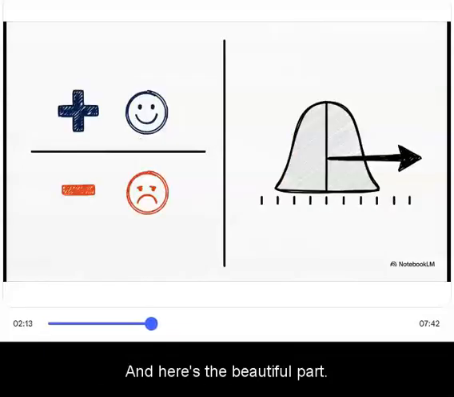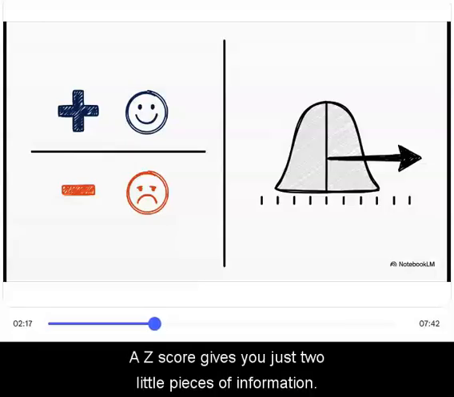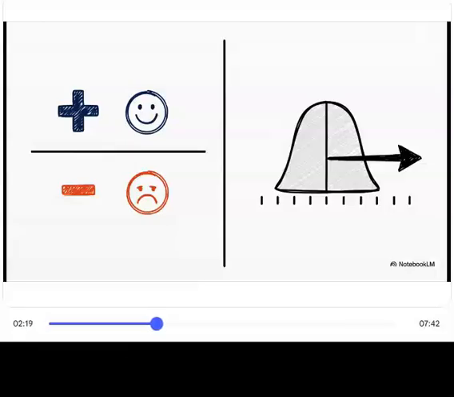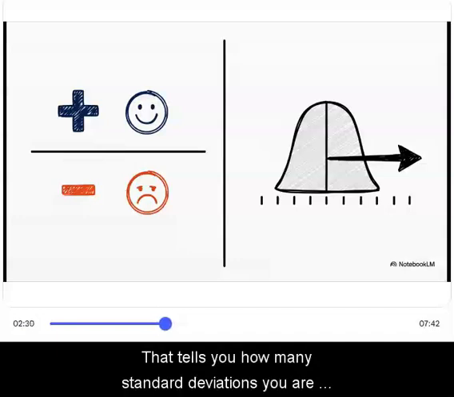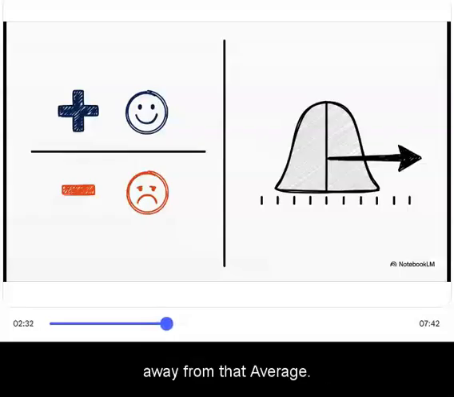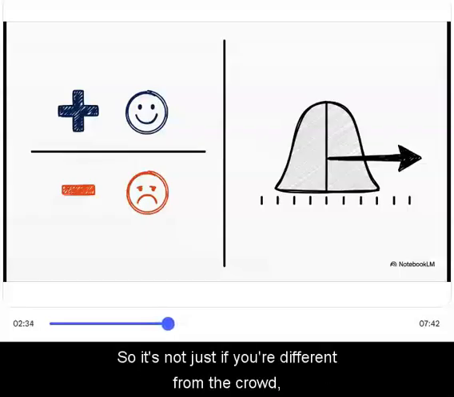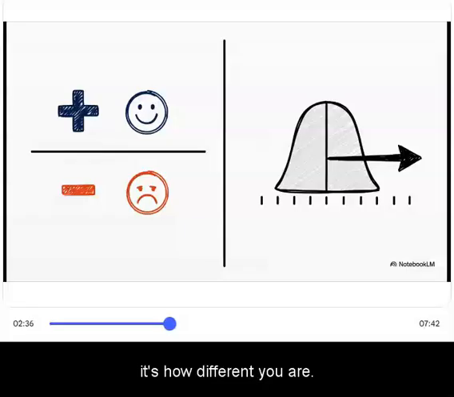And here's the beautiful part. It's so simple. A Z-score gives you just two little pieces of information. First, the sign. Is it positive or is it negative? Well, if it's positive, you're above average. If it's negative, you're below. Easy. Second, the number itself. That tells you how many standard deviations you are away from that average. So it's not just if you're different from the crowd, it's how different you are.